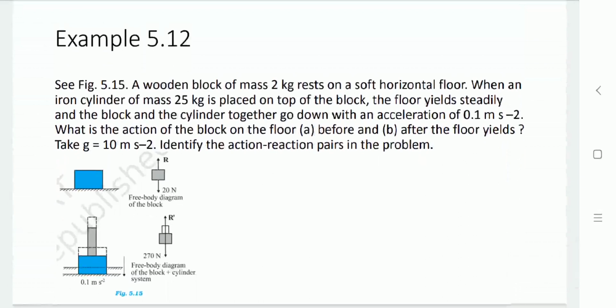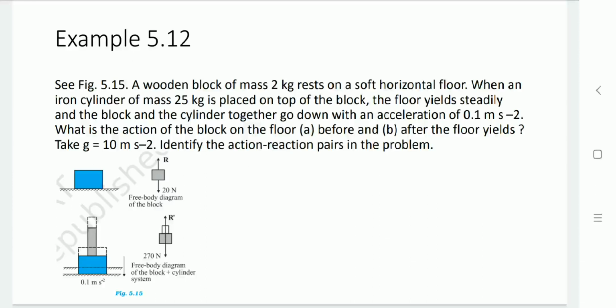See in the figure, a wooden block of mass 2 kg rests on a soft horizontal floor. When an iron cylinder of mass 25 kg is placed on top of the block, the floor yields steadily and the block and the cylinder together go down with an acceleration of 0.1 meter per second square. What is the action of the block on the floor, A before and B after the floor yields? Take g equal to 10 meter per second square. Identify the action and reaction pairs in the problem.